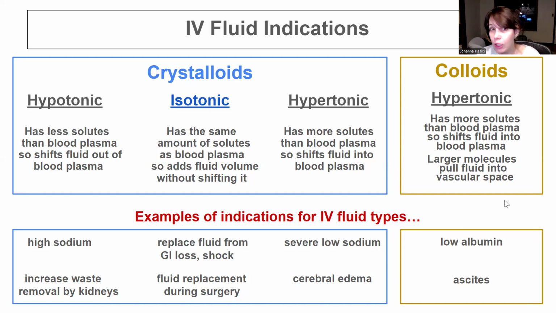And then, of course, the colloids, those are bigger, and that's if we have ascites, also if we are bleeding out a lot and we need fresh frozen plasma, or if we have low albumin, some reason why I need to pull more fluid into the vascular space, I would give the colloid.